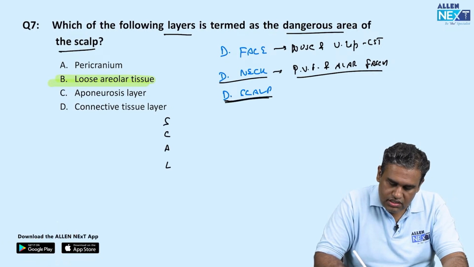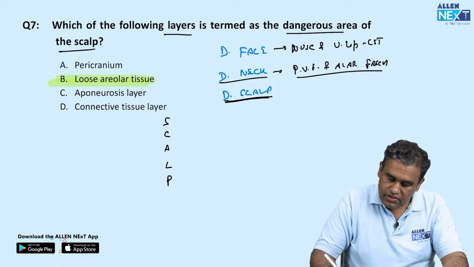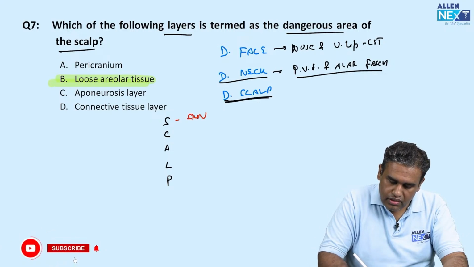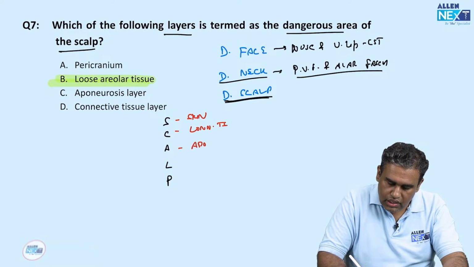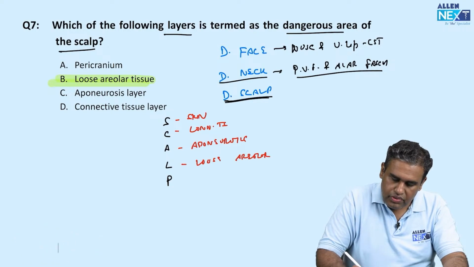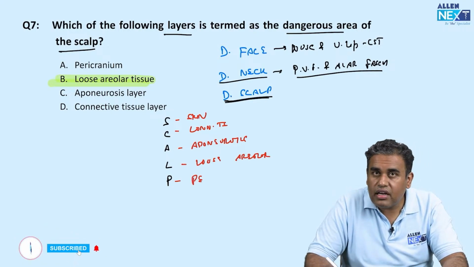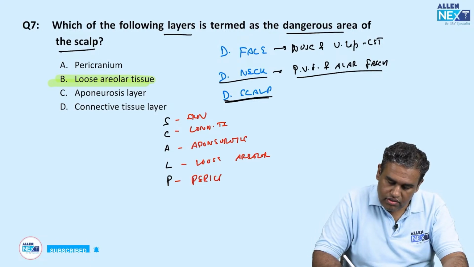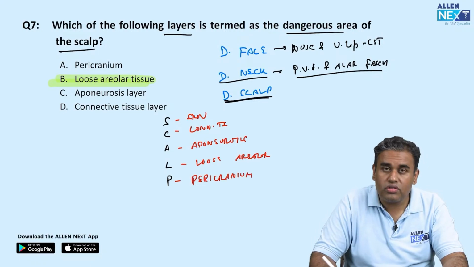There are 5 layers in the scalp. This first S is for the skin. This C is for the dense connective tissue. A is for the aponeurotic layer. L over here, which is the answer, is the loose areolar layer. This P is the pericranium, which is just overlapping the skull bones.